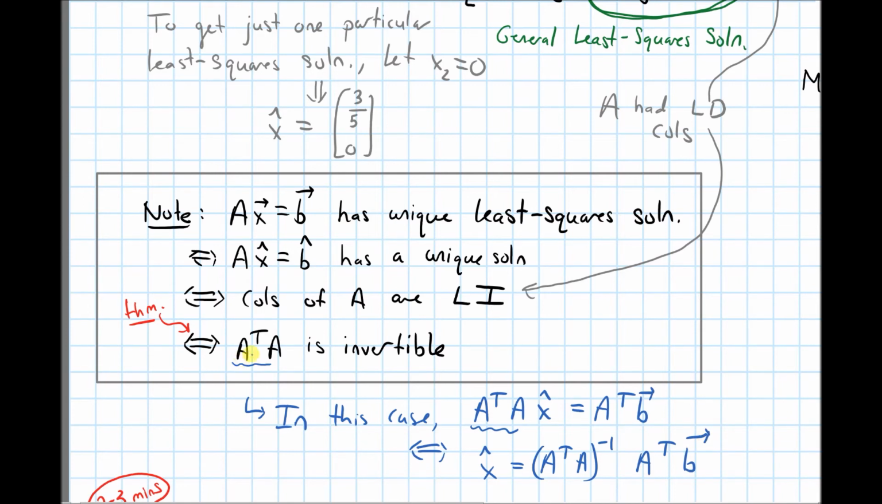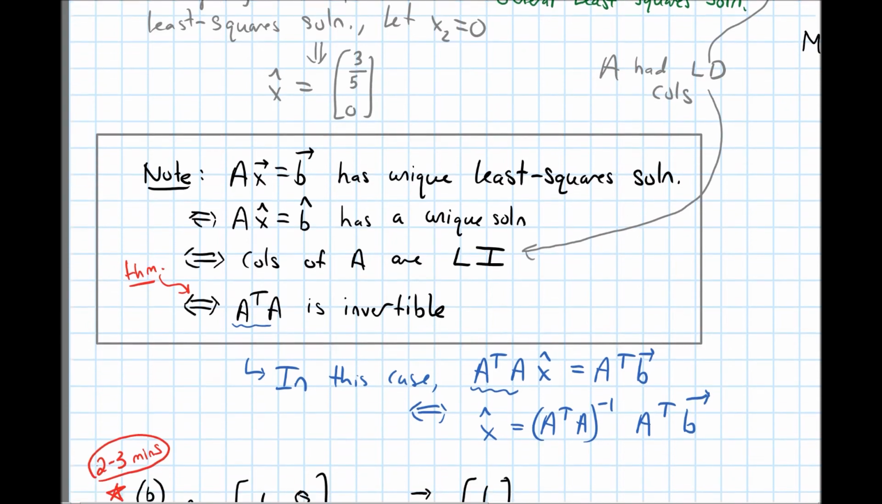So when A transpose times A is invertible, we can also write down the solution, x hat, the least squares solution, by taking the inverse of A transpose times A, and then multiplying that by A transpose times b. But in practice, we usually only use this formula when A transpose times A is small, usually just when it's 2 by 2.